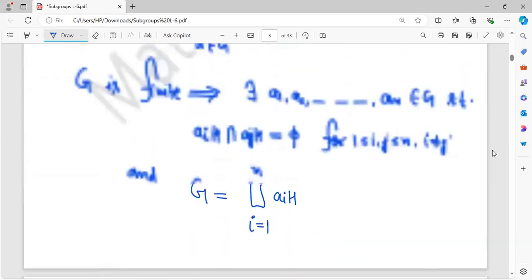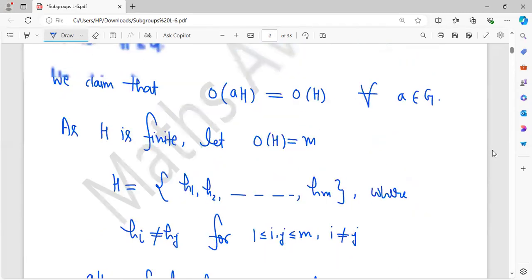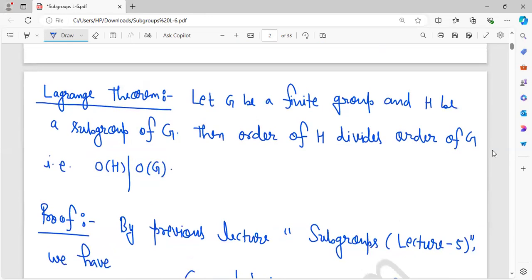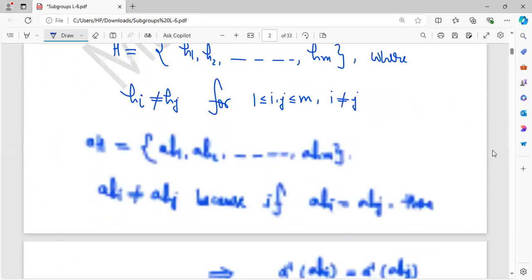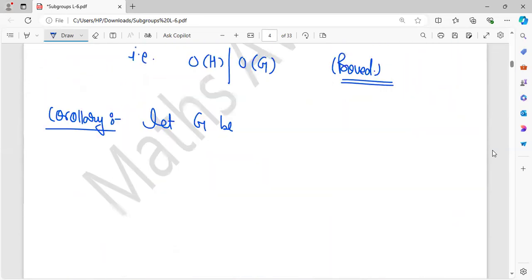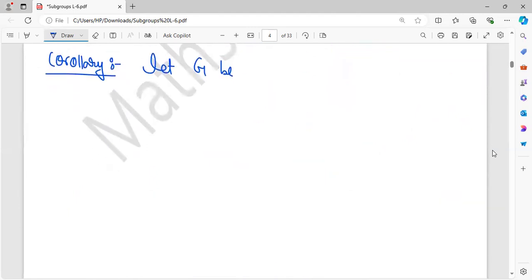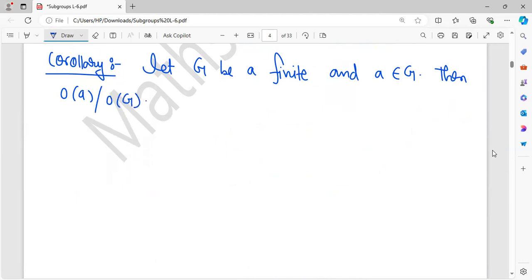Lagrange theorem is proved. Now we move to the corollary of Lagrange theorem. Let G be a finite group, and a belongs to G. Then the order of a divides the order of G. So let's see its proof.